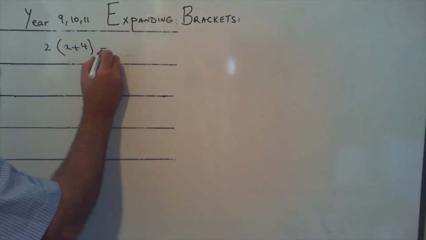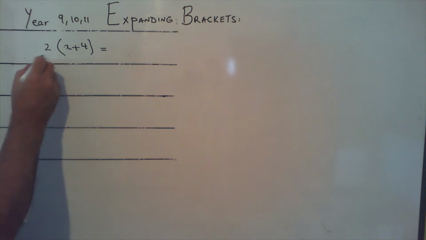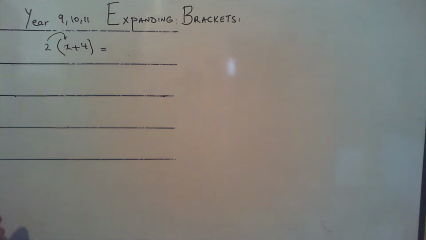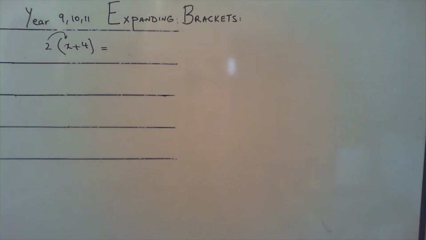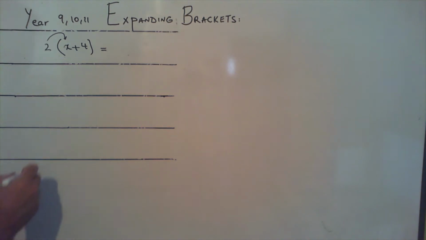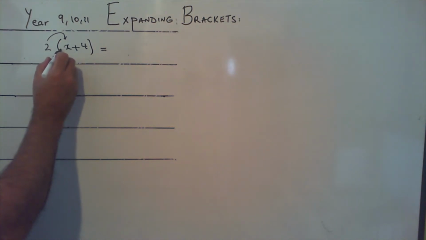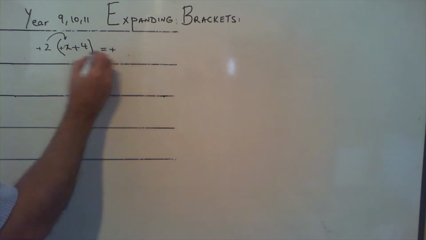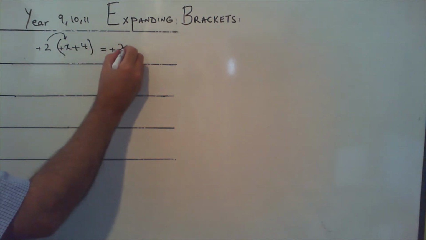When we expand this bracket, we multiply what is outside the bracket to the first term, each one is a term, and at all times we also have to think about the signs and the sign rule. So this one is plus, really they don't write it, but it's a plus, and this is a plus. Plus times plus is a plus, and 2 times x is 2x.